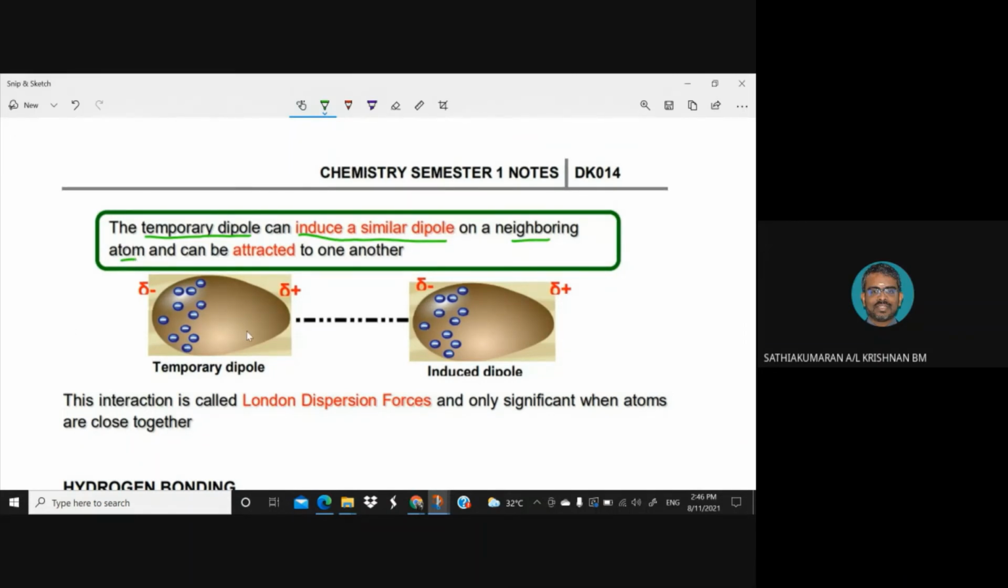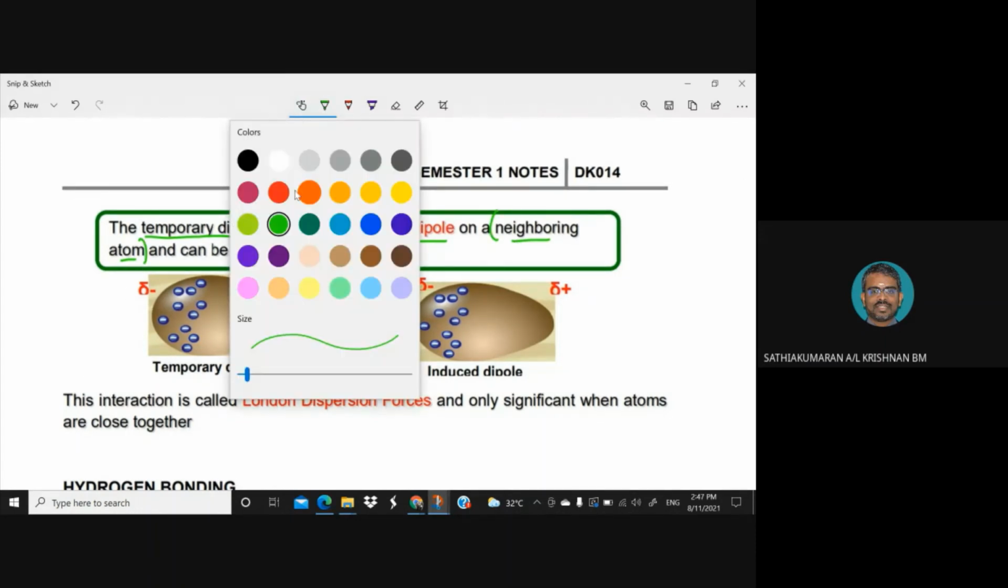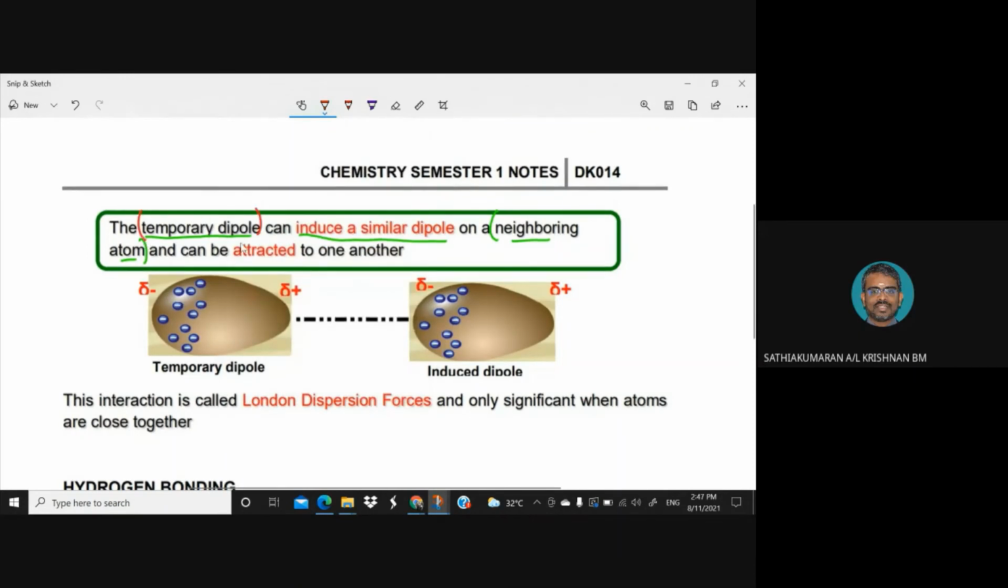Which one is the neighboring atom? For this atom, which one is the neighboring atom? This one. For this atom, which one is the neighboring atom? This one. Okay, now I think you already know the meaning of neighboring atom. Which one is the temporary dipole? This one. This one we call a temporary dipole.